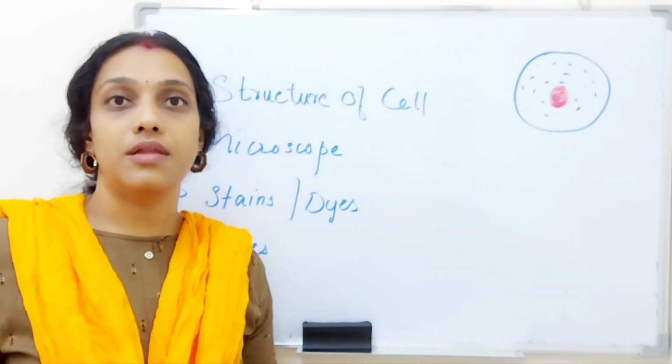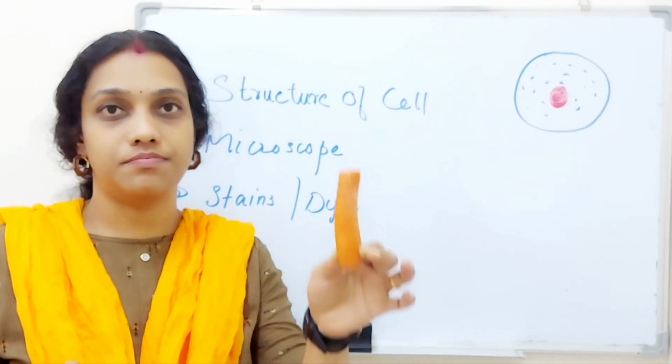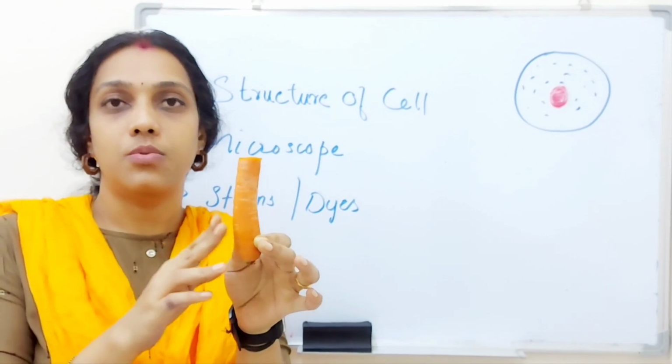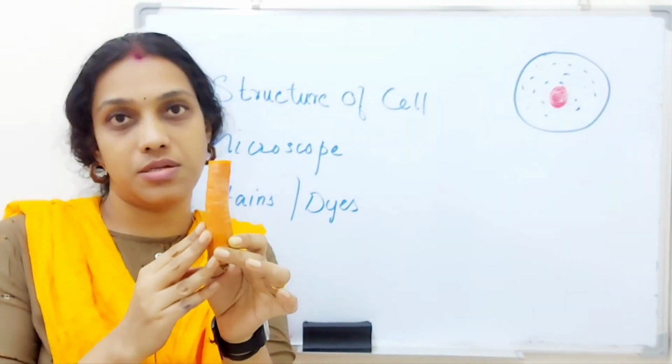Once our equipment is ready, then what do we need? We need a material to study the cell structure. For that, I have a carrot with me. What is the speciality of carrot? Carrot is a root, right? It's a root modified vegetable.